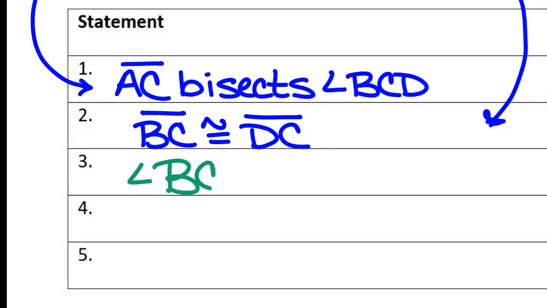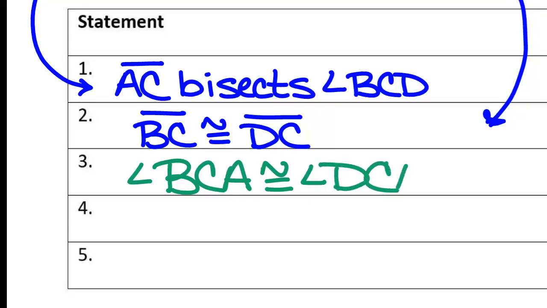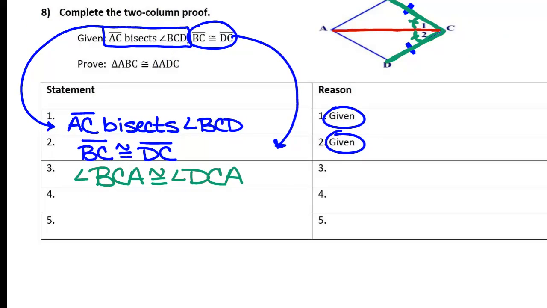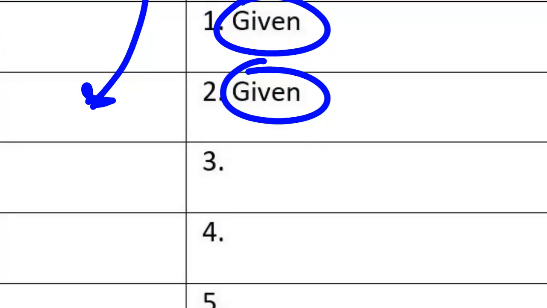Angle BCA is congruent to angle DCA. How did we know that again? We saw bisecting. We're going to use that. What are we using about bisecting? The definition. What type of object was being cut? An angle. So this is definition of an angle bisector.